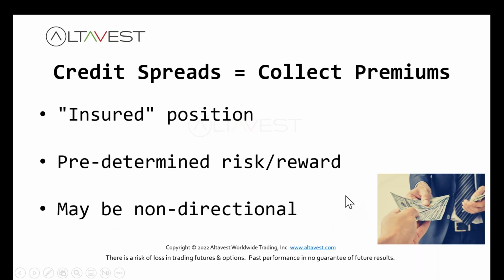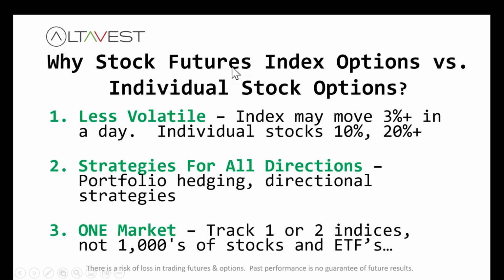And what's really unique about some of these strategies, they can be non-directional. So they can be profitable if the market moves up, down, or sideways, and I'll show you how that works. And we're trading options on stock index futures contracts. These are not individual stock options. And there are big benefits to that, but just the top 3. Of course, an index is always less volatile than an individual stock.